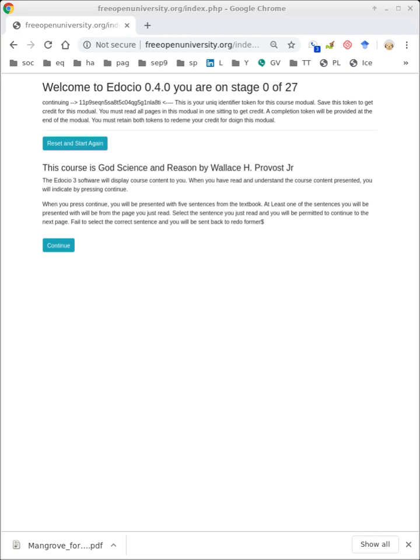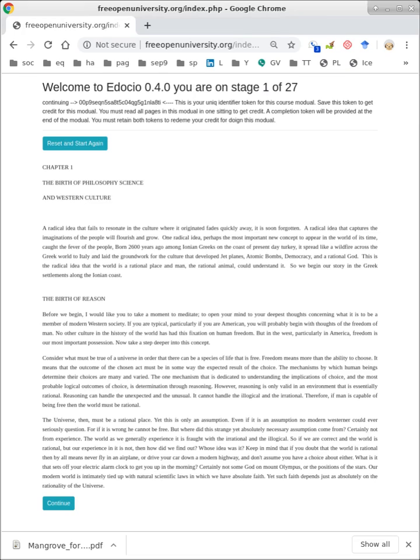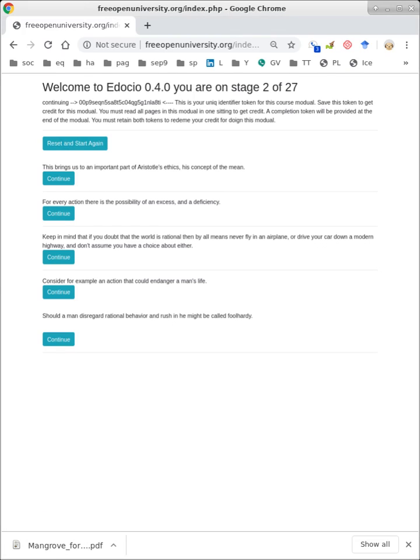The Edocio system essentially displays a page of text to the learner, and then when the person learning has read the page completely, they're given 5 sentences from the textbook, and they're required to select from those 5 sentences the one sentence that was in the page they just got done reading. So if they're paying attention to what they're reading and reading every sentence, it's easy.